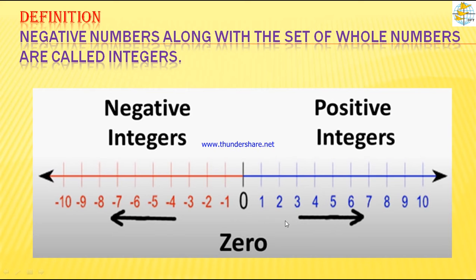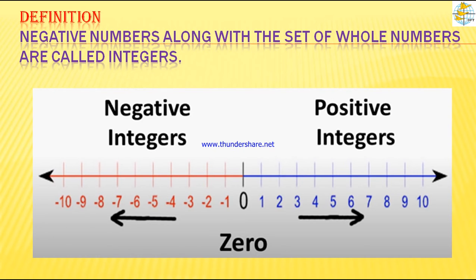And in this we can say some facts also. We cannot define the greatest positive integer, but the smallest positive integer is 1. Likewise, we cannot define the smallest negative integer, but the greatest negative integer is minus 1.